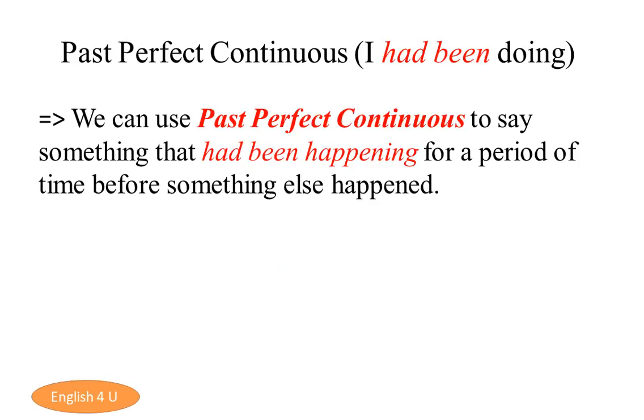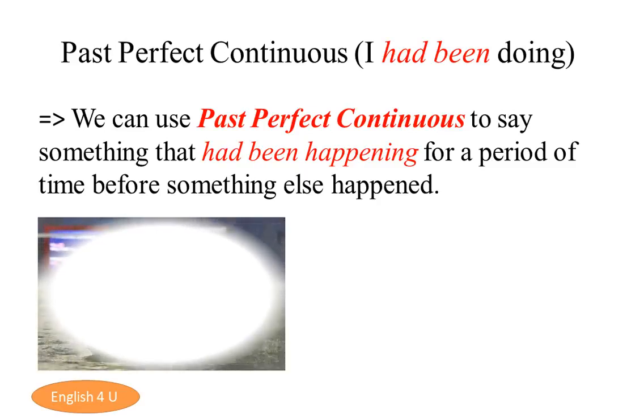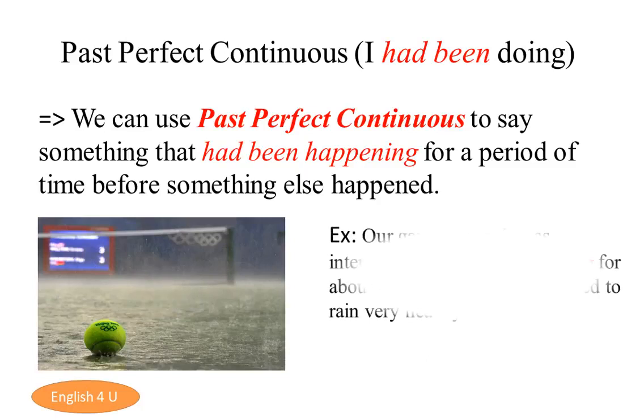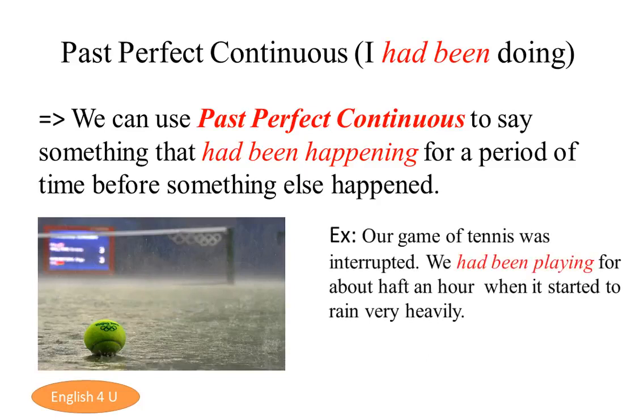We can use past perfect continuous to say something that had been happening for a period of time before something else happened. For example, our game of tennis was interrupted. We had been playing for about half an hour when it started to rain very heavily. So it means that you had been playing tennis for about half an hour. After you had been playing tennis, it started to rain. At the time you were playing tennis.